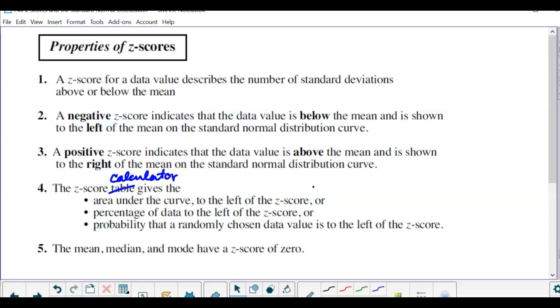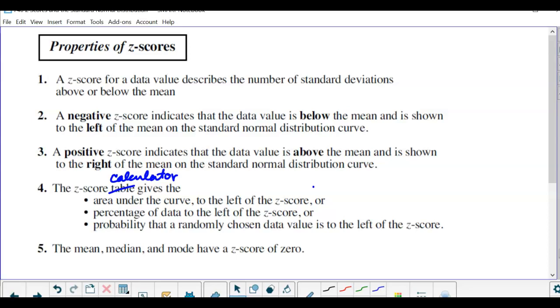Z-score processing: your calculator gives the area under the curve to the left of the z-score, or the percentage, right? You can convert it to a percentage. Or the probability that a randomly chosen data value falls there, okay, you can also consider it as probability. Remember that the mean, median, and mode have a z-score of 0.